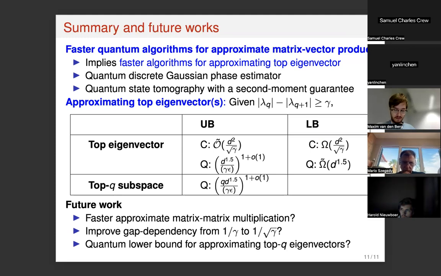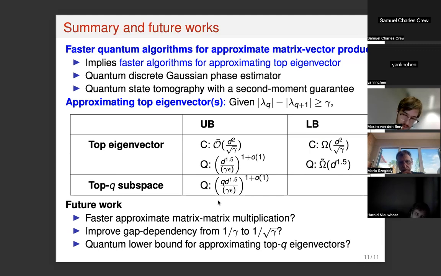Yeah, but I don't know how to. Because for the Q dependency for the top Q subspace, the algorithm itself is actually showing that if you want to find the top Q projector, it's sort of tight. You need Q times D number of queries to the block encoding. So in terms of finding the top Q subspace, it's sort of tight.